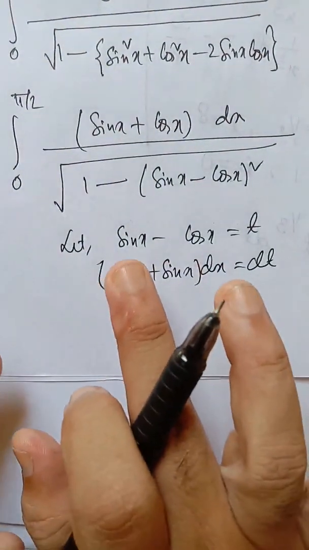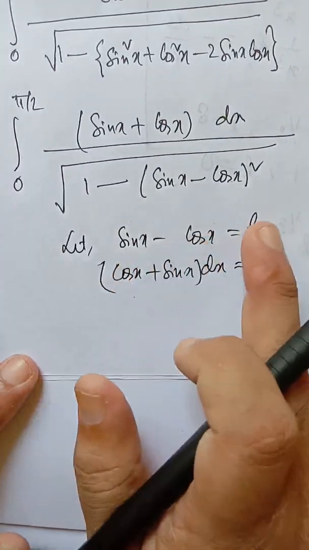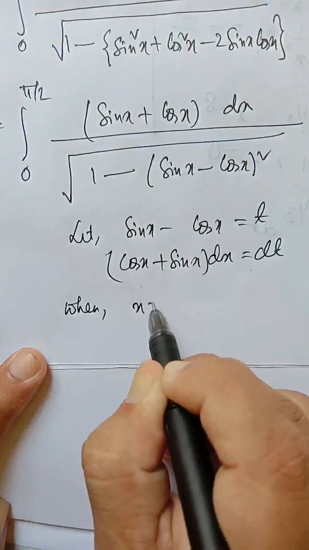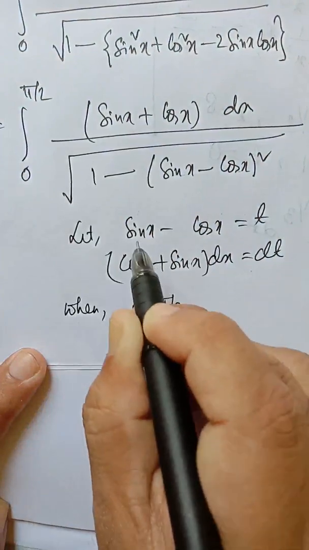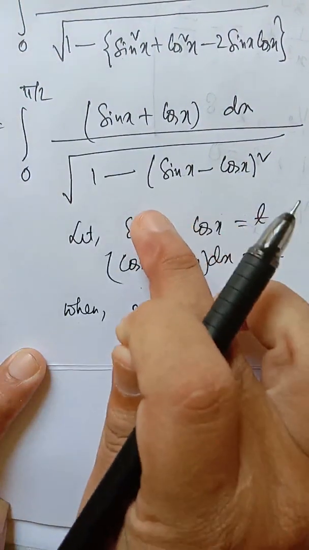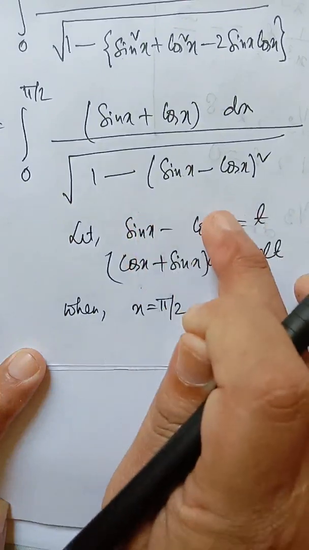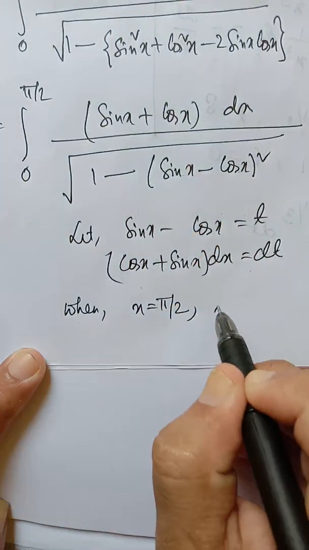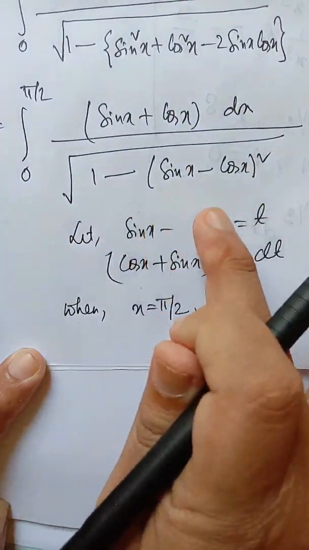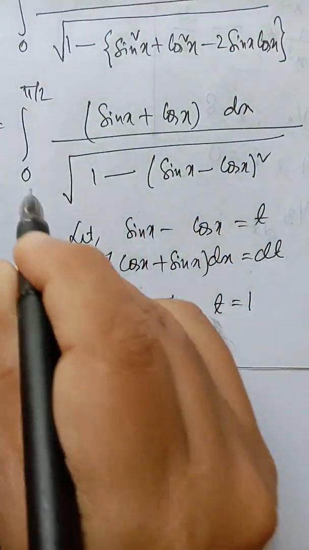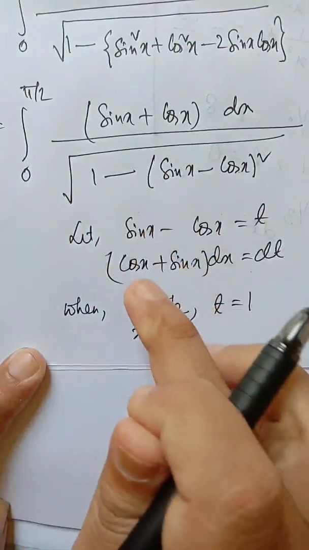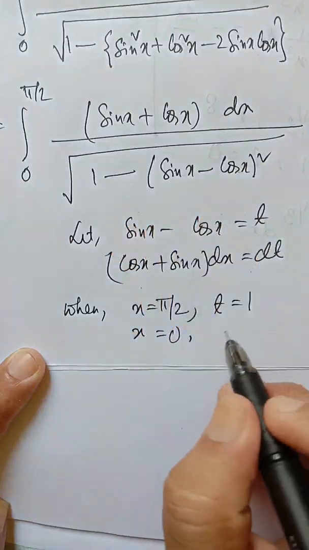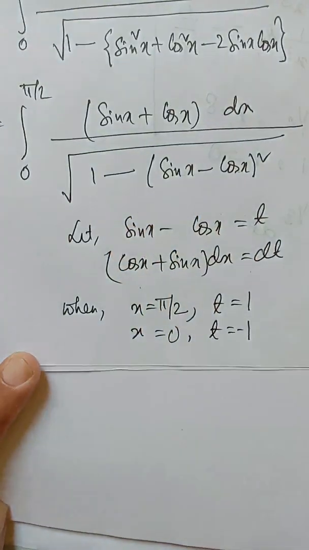As I am changing the variable here from x to t, I have to change the limit also. When x equals pi by 2, sin pi by 2 is 1, cos pi by 2 is 0, so t equals 1 minus 0, so 1. When x equals 0, sin 0 is 0, cos 0 is 1, so 0 minus 1, t equals minus 1.